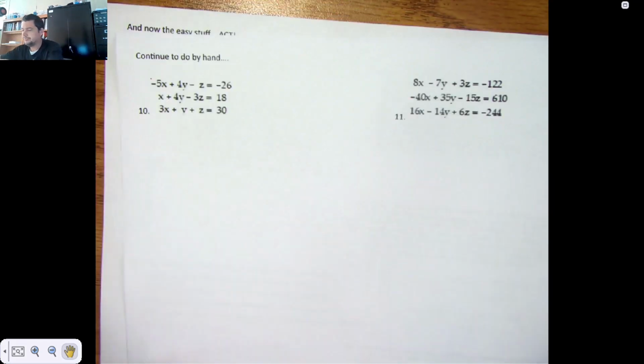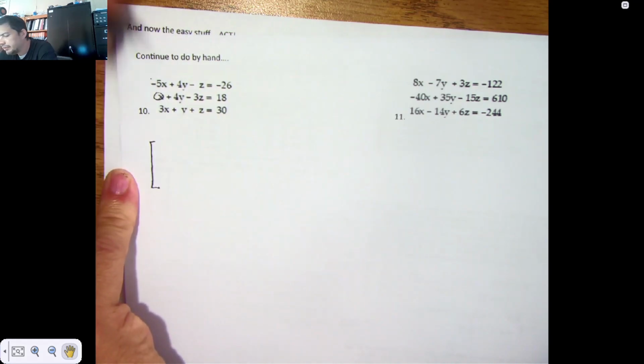Yeah, I guess I'll do 10. Because why not? I'm doing the hard ones for you. I'm going to go ahead and put this guy in row 1. The rest of them I'm not too worried about.